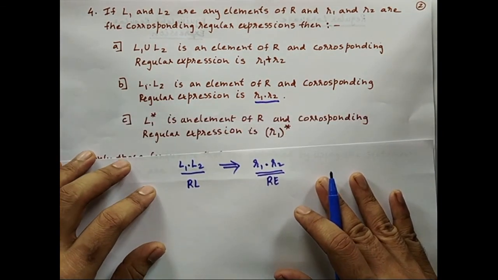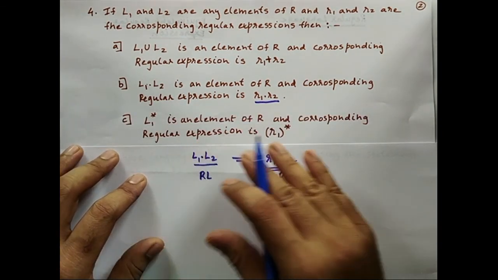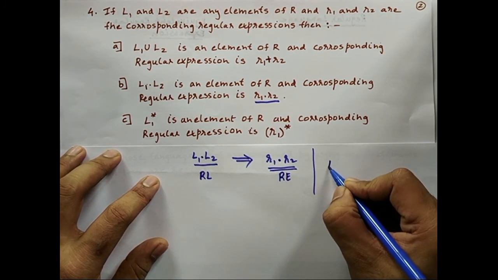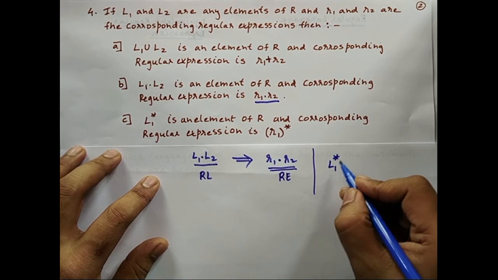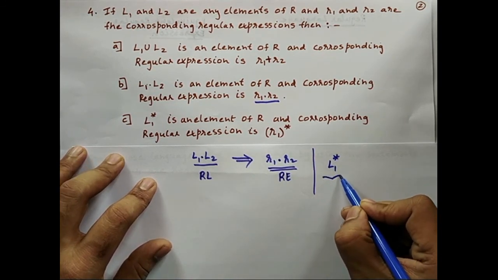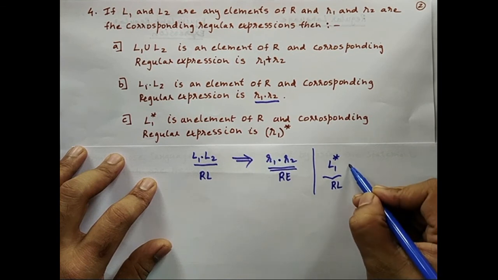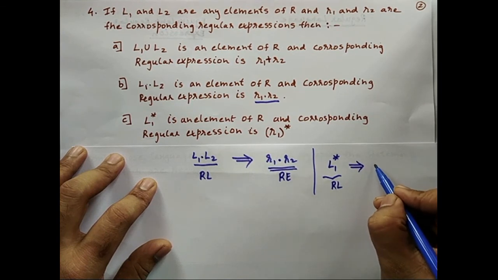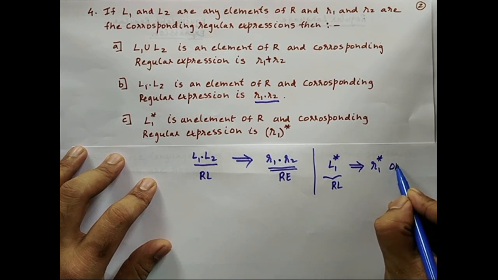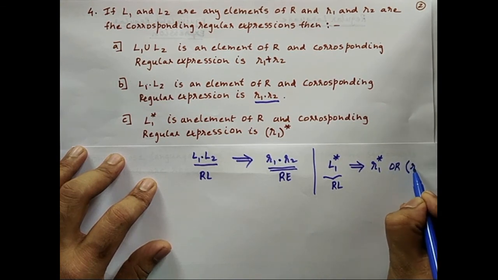Next it says, if L1 star is an element of R. Now this is called the closure or the Kleene star. We have already discussed this. If L1 star is known to be a regular language, then the corresponding regular expression will be R1 star, or you can also write it in parenthesis as (R1)star.